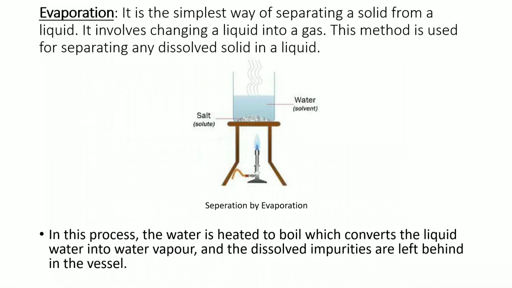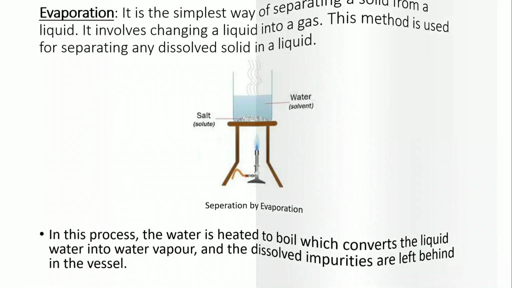By the diagram, we can understand how separation occurs by evaporation. In this process, the water is heated to boil, which converts the liquid water into water vapor, and the dissolved impurities are left behind in the vessel.